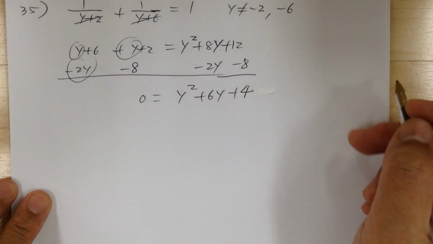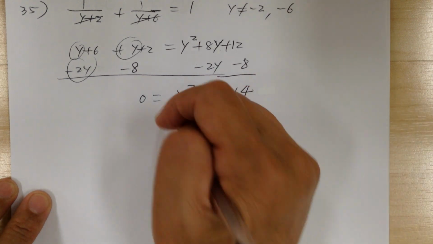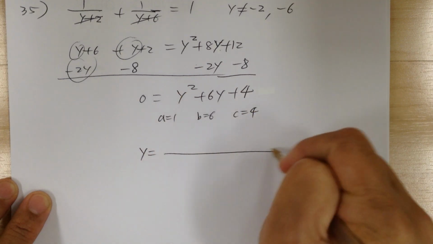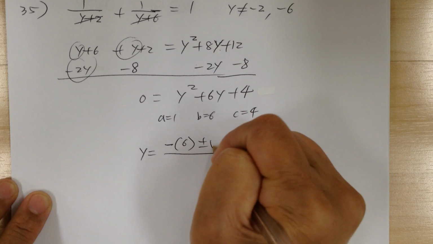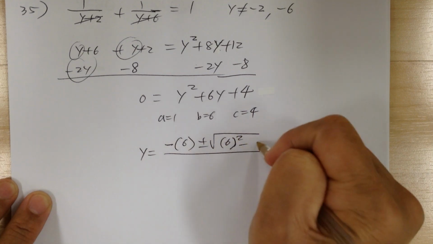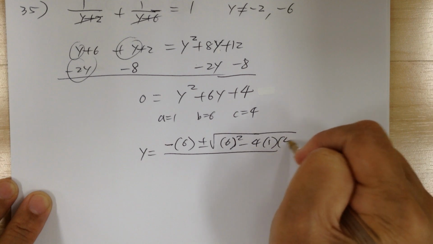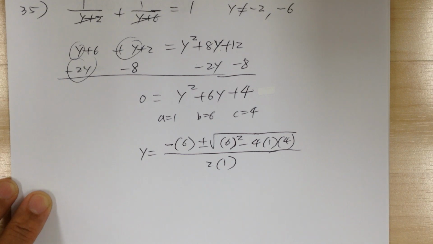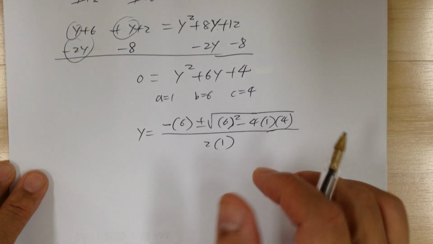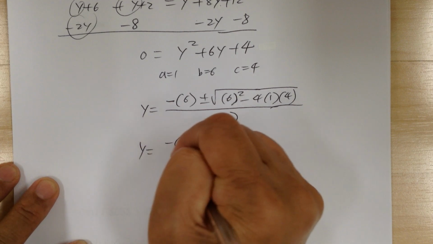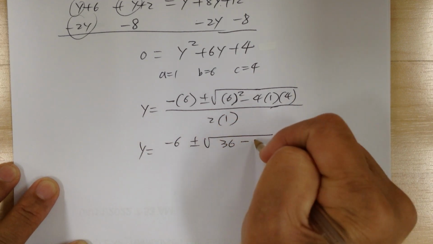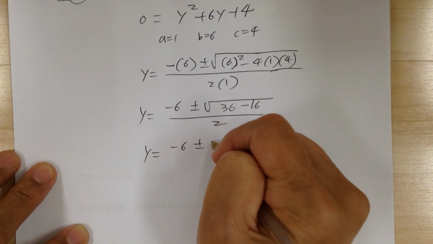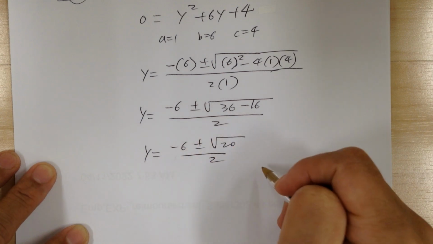So let's go and try the quadratic formula. So a equal to 1, b equal to 6, c equal to 4. So y equals negative b plus or minus the square root of b squared minus 4ac, over 2a. Again, whatever you substitute, put in parentheses, that way people can know what is being substituted. So y equals negative 6 plus or minus the square root of 36 minus 16, over 2. So y equals negative 6 plus or minus the square root of 20, over 2.